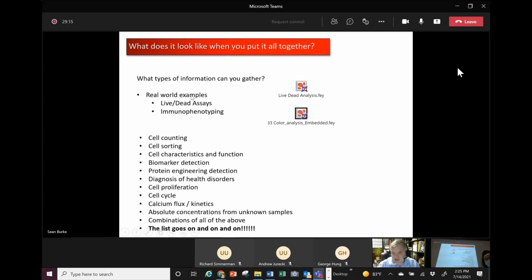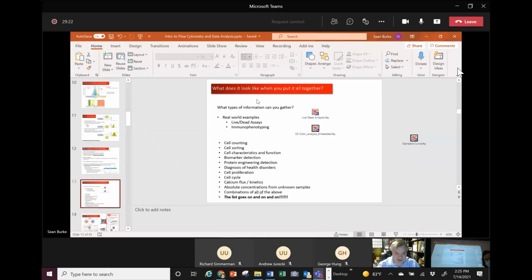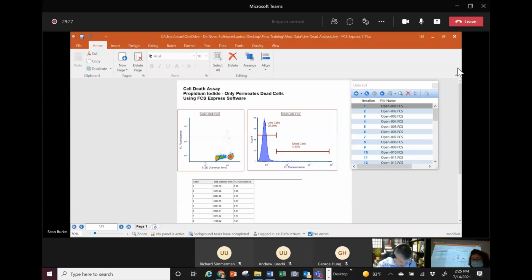But I did just want to give you 2 real-world examples here before we talk about data analysis a little bit more, and I'll give you your first glance of what this data looks like when it comes off of a cytometer. So this is some data from the instrument that you'll be using tomorrow.